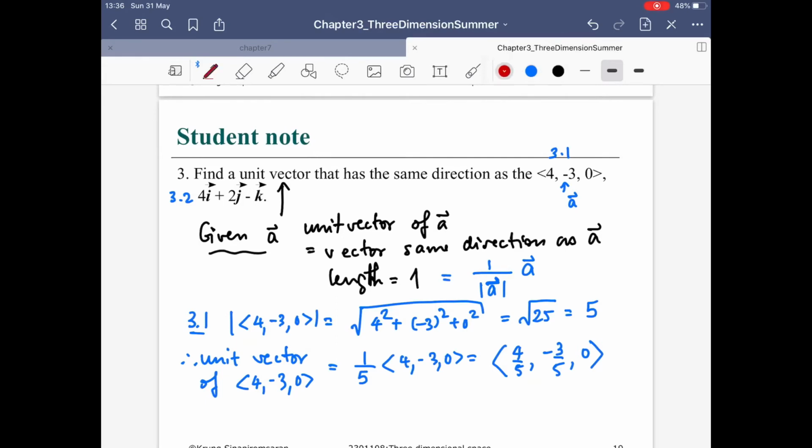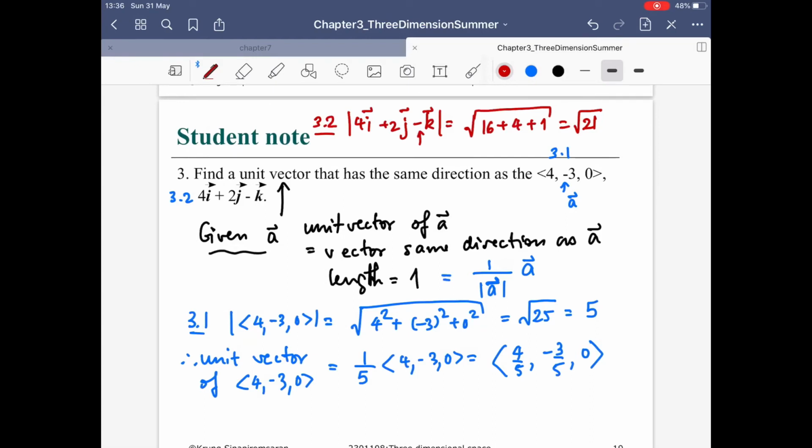How about the second one, number 3.2? What is the length of this one? 4i plus 2j minus k. So it's the square root of each component squared. So it is 16, 4, and 1. This one is negative 1, the whole thing squared. So you have this, and it is the square root of 21.